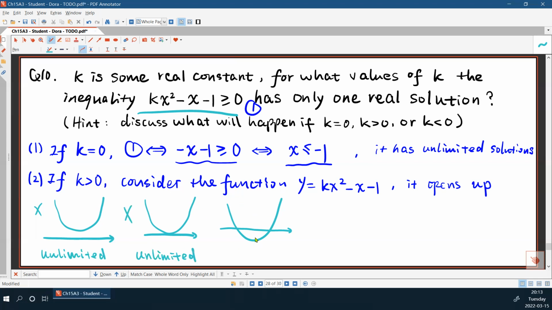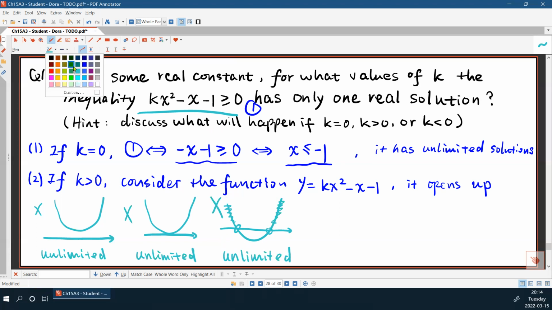How about the third one? How many solutions to the inequality, this function greater than or equal to 0? Any point to the left of this 0 and any point to the right of this 0 can fulfill this inequality, right? So how many solutions are there? Unlimited. Also unlimited, so this cannot be the case.